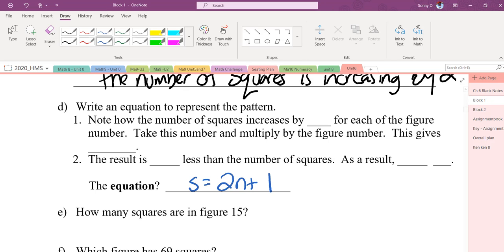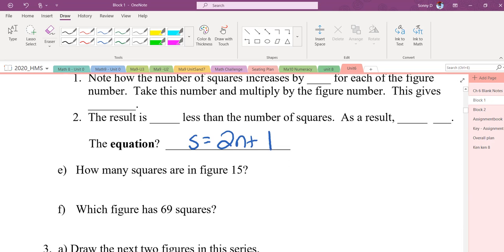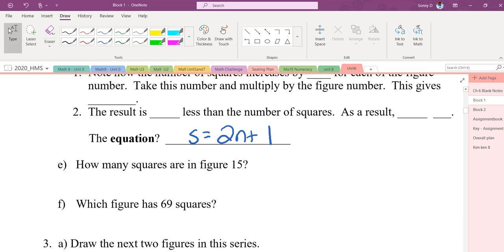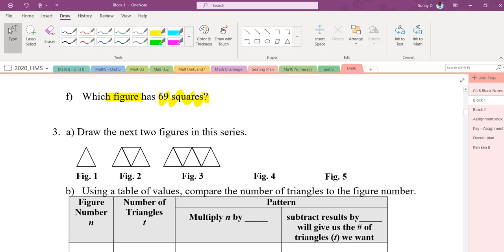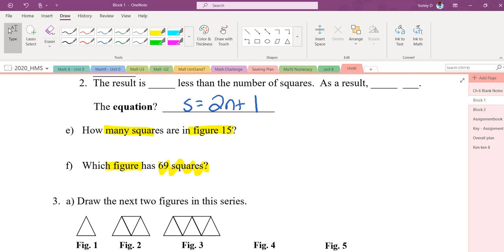Now we have two similar questions. Using this formula, take a moment, I'll get you guys to do this. How many squares would the 15th figure have? Or which figure has 69 squares? See if you can figure those two out. Okay, how many squares are in the 15th figure?